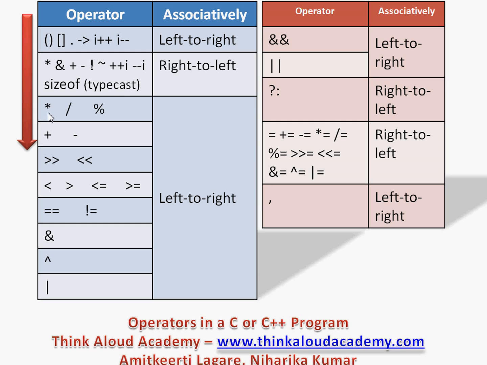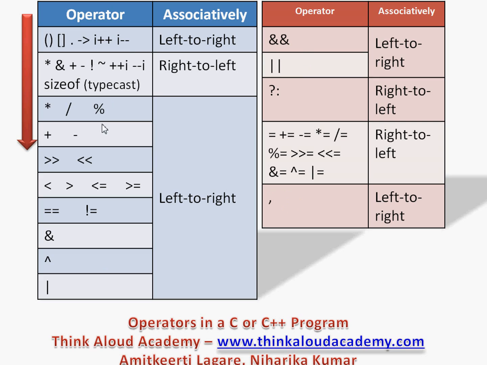At the third level, I have star, slash, and percentage. At the fourth level, I have the binary operators plus and minus. Then I have left shift and right shift. Then the comparison operators. Then equal to and not equal to. Then the bitwise operators. Then the logical operators. Then the ternary operator. Then the assignment operators followed by the comma. So this is the order of evaluation.